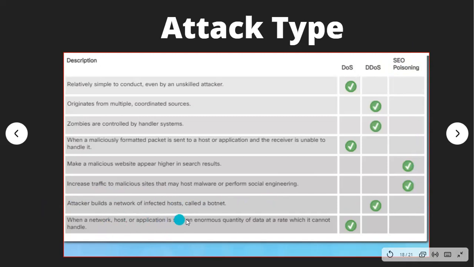The attacker builds a network of infected hosts called a botnet. Remember the workstations there, the zombies. The attacker would infect the network through the botnet. That is DDoS. When the network host or application is sent an enormous quantity of data at a rate which the server cannot handle, that is DDoS. If the server could not handle it, there will be a crash, a slowdown of the process, or a slowdown of the system itself.